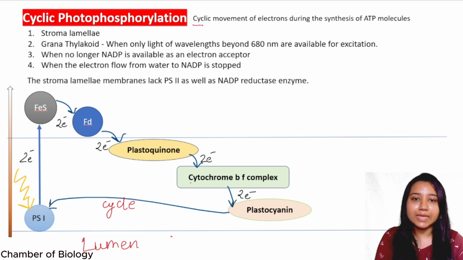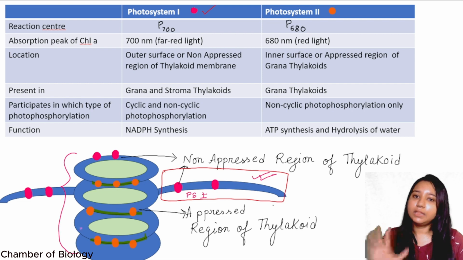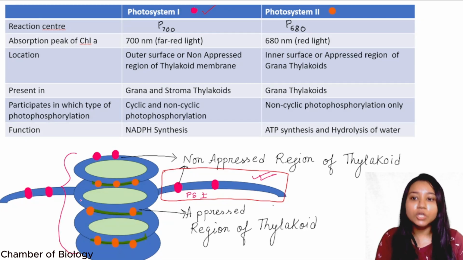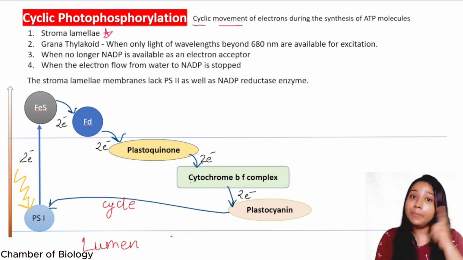Here, as it suggests, cyclic movement of the electrons is happening during this ATP molecule formation. But when does it take place and where does it take place? So firstly, it takes place in the stroma lamellae. If you all remember, this was the region we call the stroma lamellae, and in the stroma lamellae we can see only PS1 is present. There is no PS2. In the grana thylakoids we can see the PS2 and PS1 both are present. So non-cyclic photophosphorylation takes place in the stroma lamellae, but it can also take place in the grana thylakoids as well.